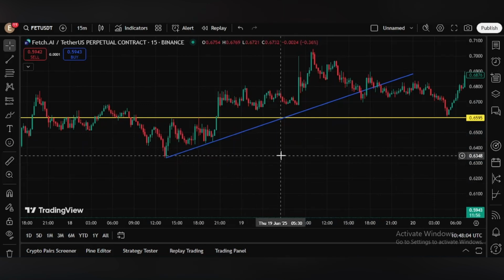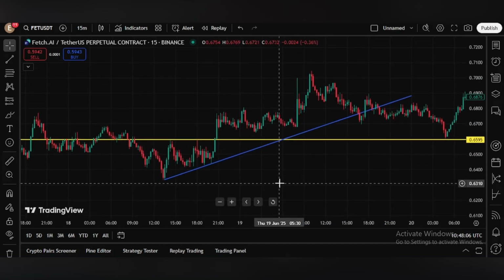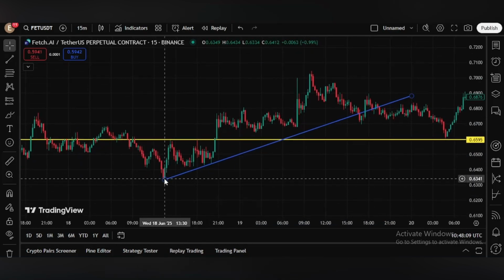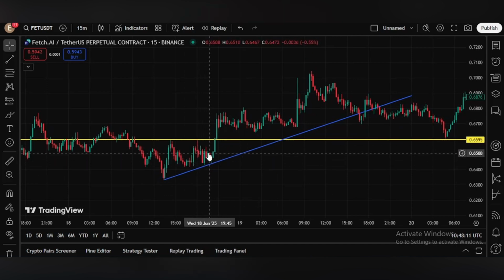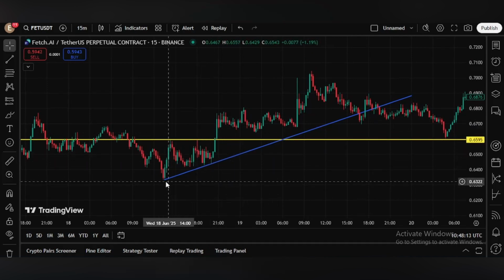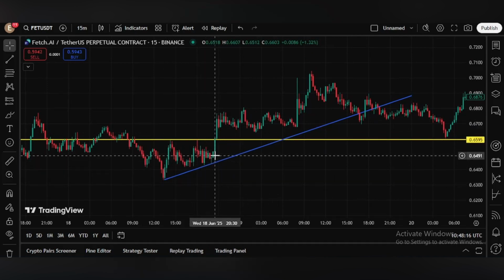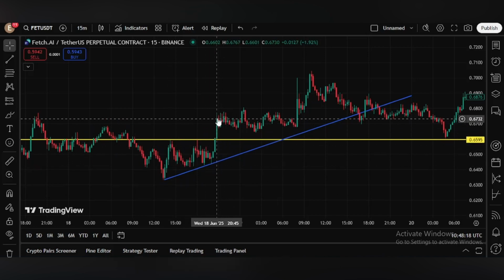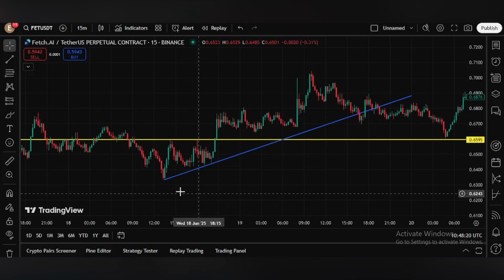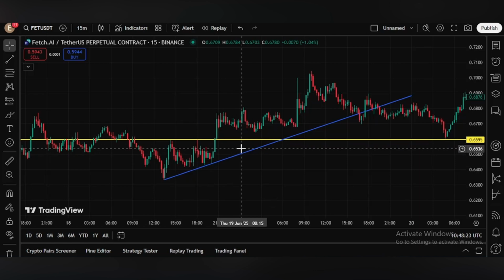So what does this tell you? This simply tells you that this market is currently in an uptrend, because you can see over here it went up, came down, and then it's going up again. So this is a low, this is a higher low, this is a high, and this is a higher high. So the market has officially formed an uptrend.